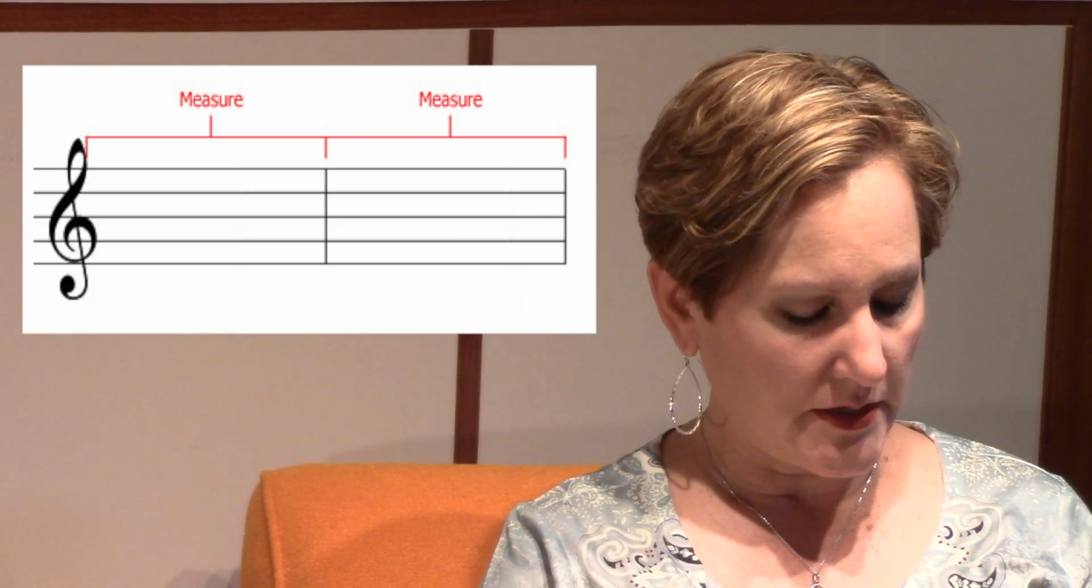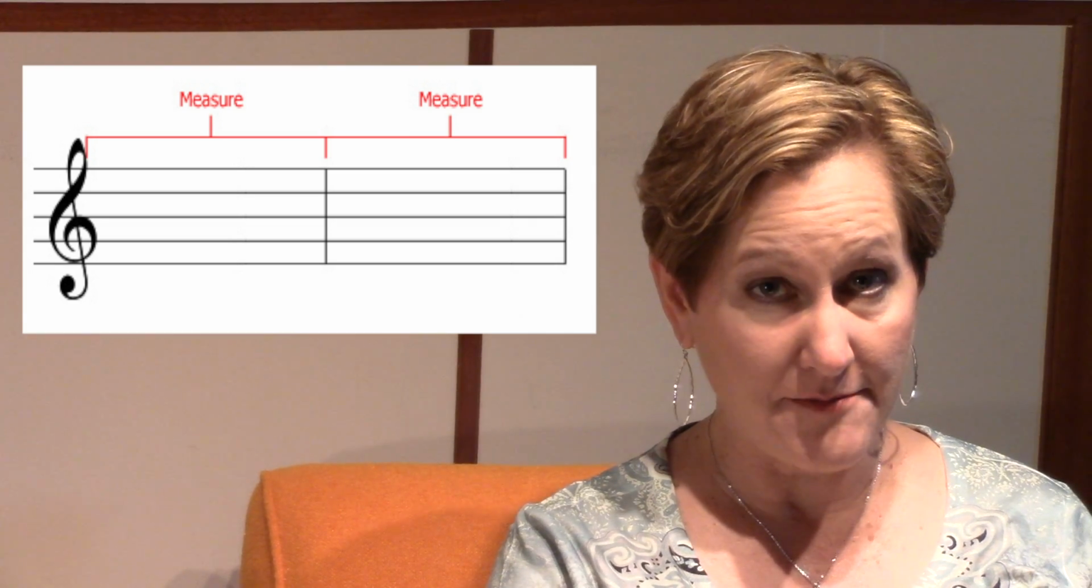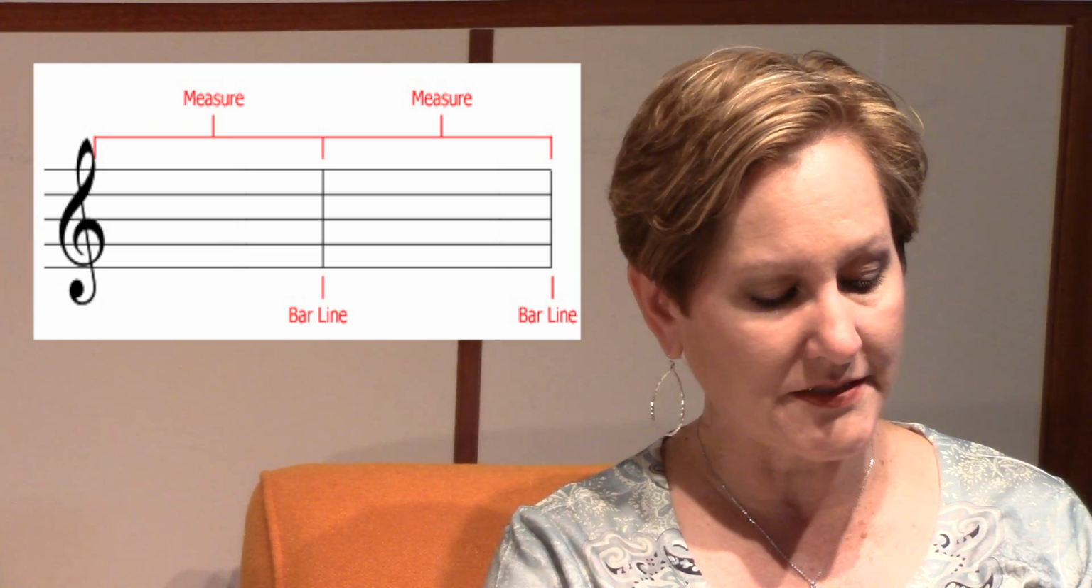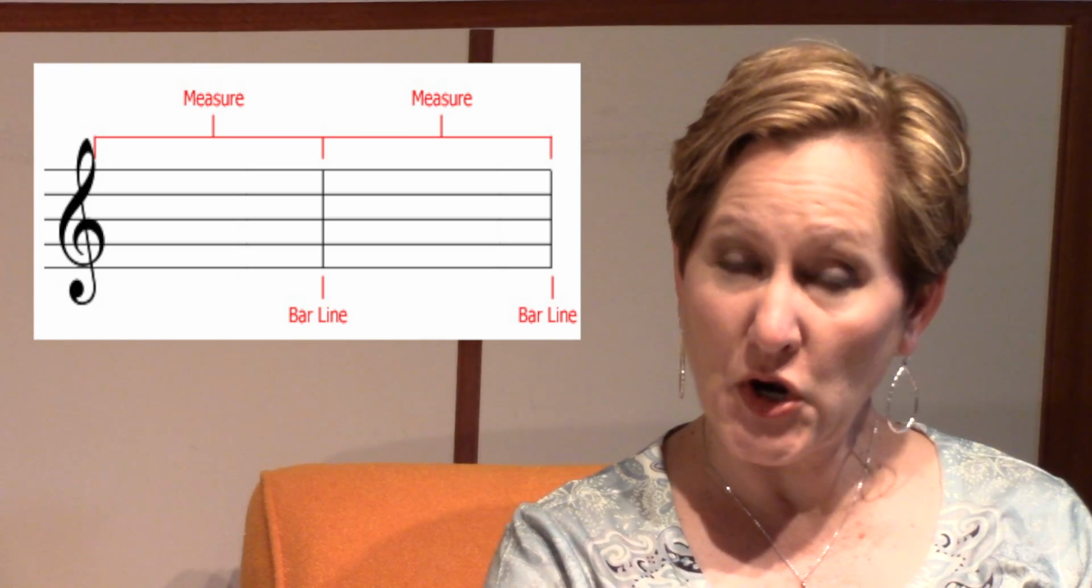Now we have to talk about some words so that we're all on the same page when we're in class with our recorders, okay? You have to learn some vocabulary. The first word is measure. A measure is the area between two bar lines, okay? The next word is bar line. The bar line is the lines which cross the staff and divide it into measures or bars.